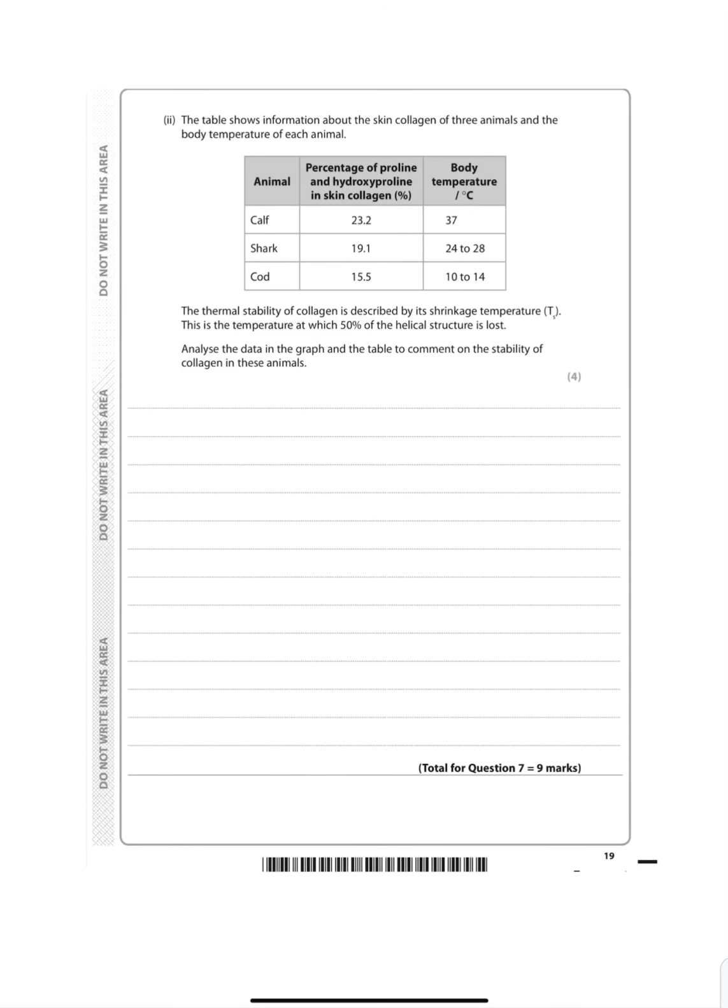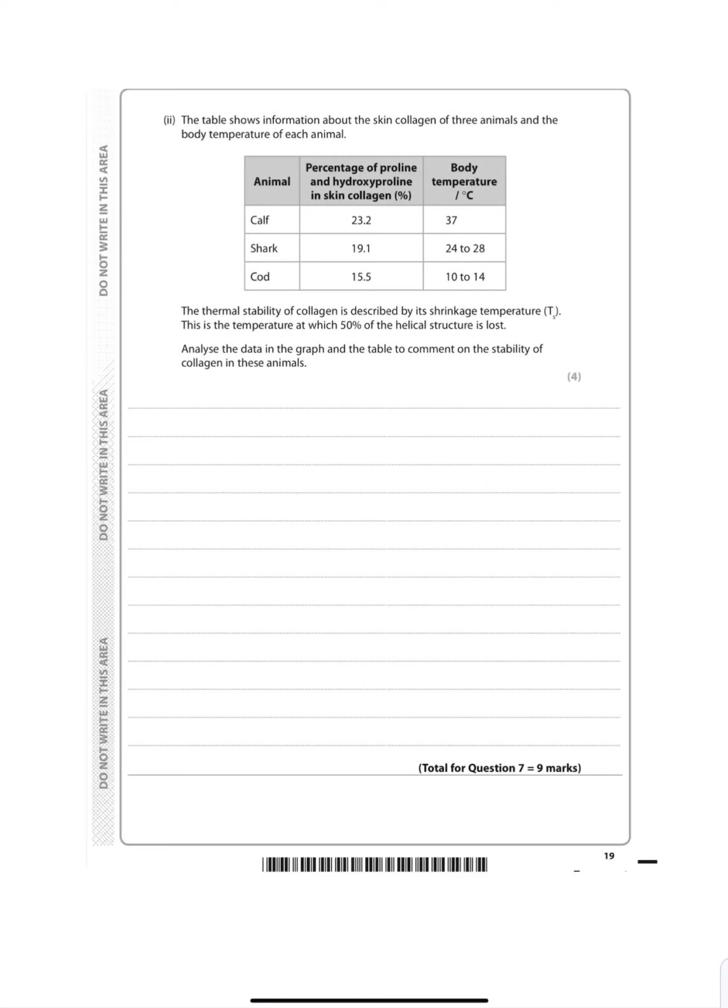Moving on. The table shows information about the skin collagen of 3 animals and the body temperature of each animal. So we've got a calf, we've got a shark, and we've got a cod. And it shows us the percentage of the hydroxyproline in their skin and their body temperature. Okay. The thermal stability of collagen is described by its shrinkage temperature. This is a temperature at which 50% of the helical structure is lost. Analyze the data in the graph and the table to comment on the stability of collagen in these animals.